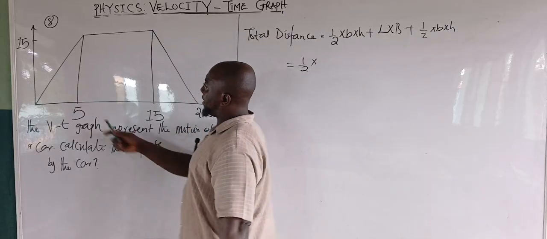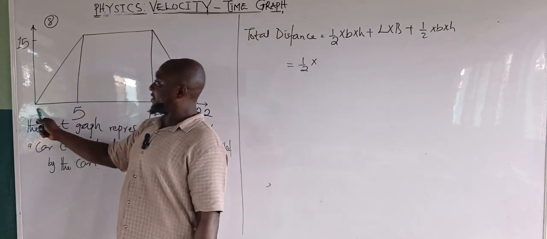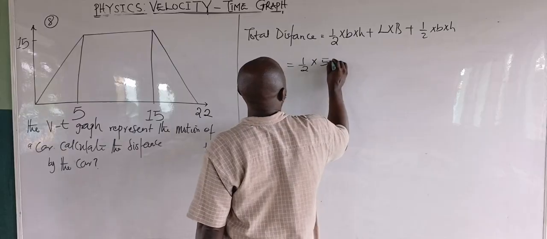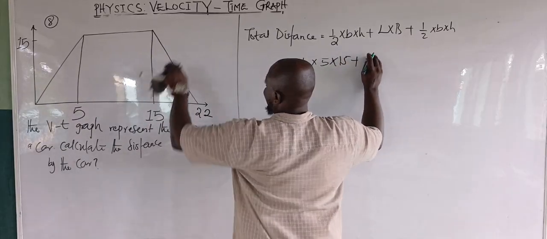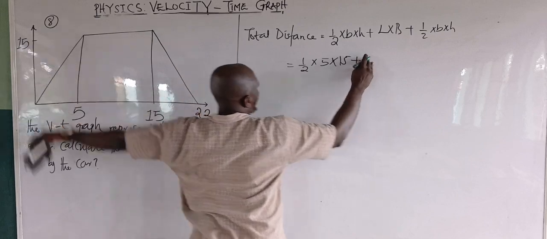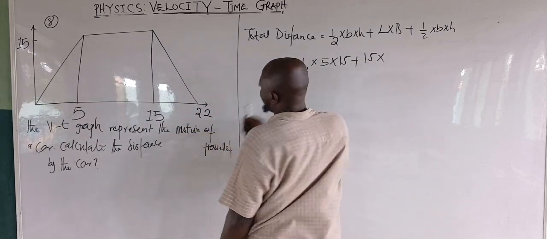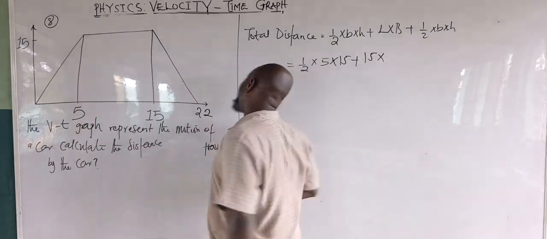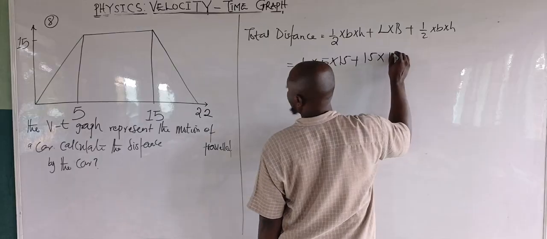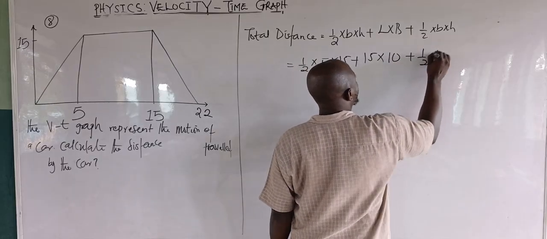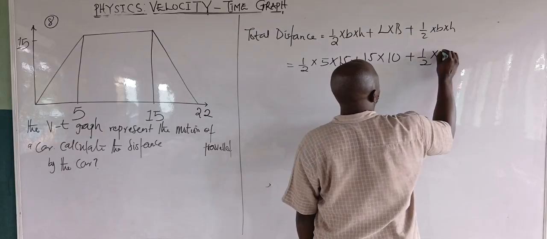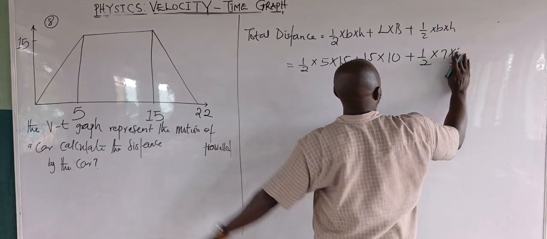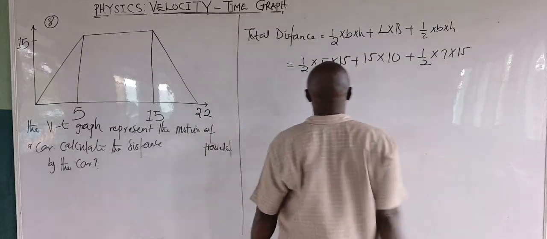What's the base of this one? It is just this 5, times, what's the height there? The height is given to be 15, plus length. This rectangle, we have that as 15 times the base, this minus this. That will give us 10. Then plus half of this one times the base of the next one. This is 7. So I have 7 times height. The height is 15 here.